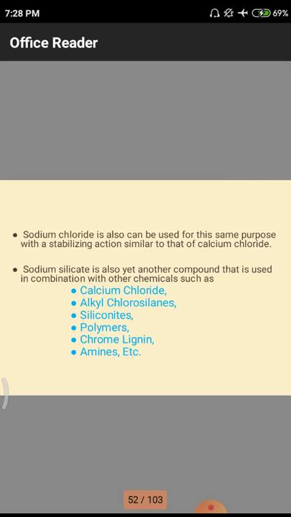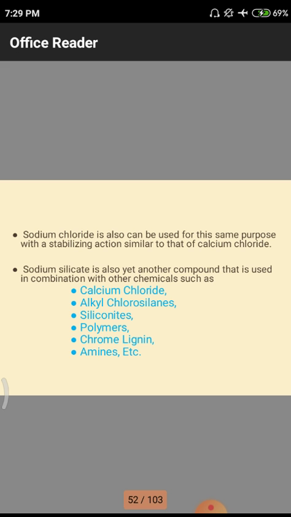Some of the different chemicals which we use in our daily life for the compaction process are listed here, so we have to observe those and in which cases we have to implement those in the site fields. First of all, sodium chloride: in our daily life, sodium chloride is used as a salt. It means we use it as a salt in our food materials. Sodium chloride is also used for the same purpose, with a stabilizing action similar to calcium chloride. That means sodium chloride is also used as a replacement of calcium chloride.